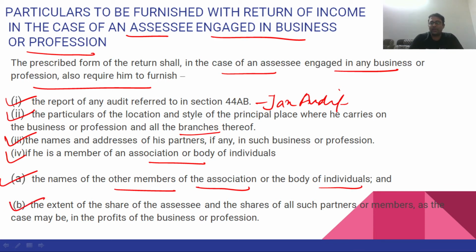The extent of the share of the assessee and the shares of all such partners or members, as the case may be, in the profits of the business or profession. So when there are more than one partners or members in the business, what is their share in the profits of the business need to be disclosed as well by the assessee when he's filing his returns for business or profession. Please take about 2 or 3 minutes, go through this.